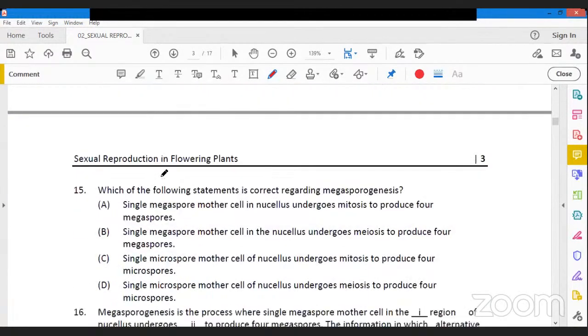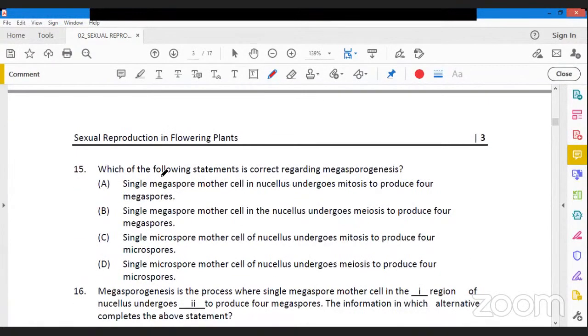Next one. Which of the following statements is correct regarding megasporogenesis? Try reading it, students.